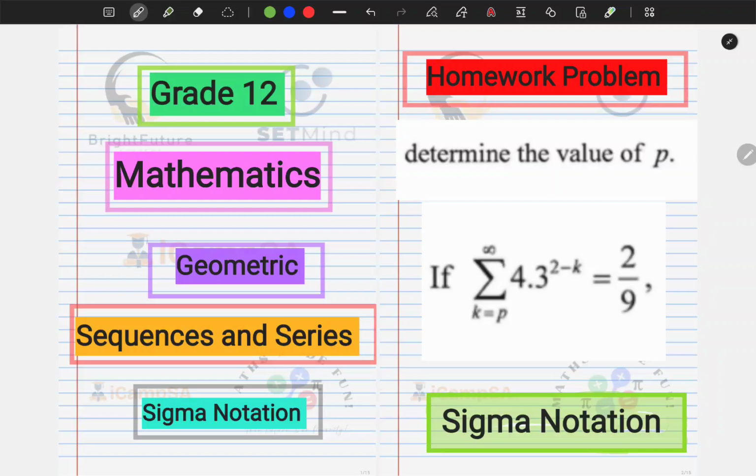In this edition, we are going to be looking at a homework problem which is based on geometric sequences. So this problem, as you can see, requires our understanding of sigma notation. We are required to determine the value of P. Let's go to the next page and have a look at how we solve this problem.